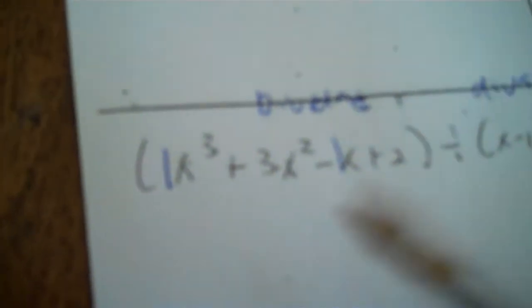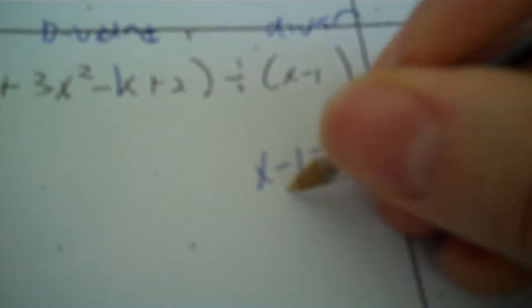So 1, you need to put 1s on, okay? So in the dividend, the degree is x to the third. So I have a 1, x second is a 3, x is a negative 1, and then the constant is a 2. So then whatever the divisor is, I set that equal to 0, and it's 1. So 1's going to be my divisor.